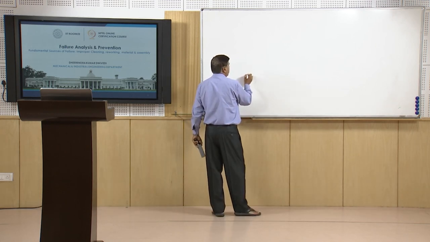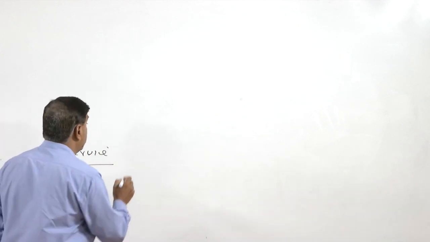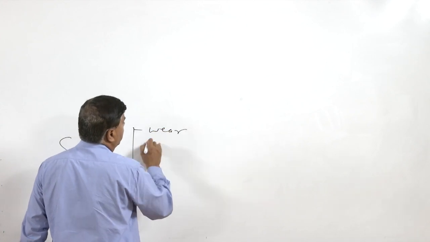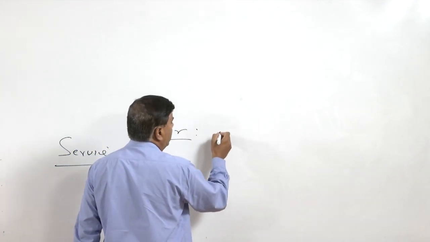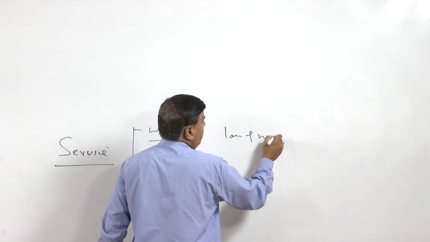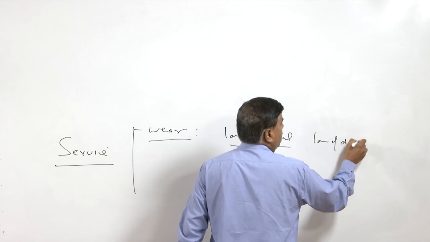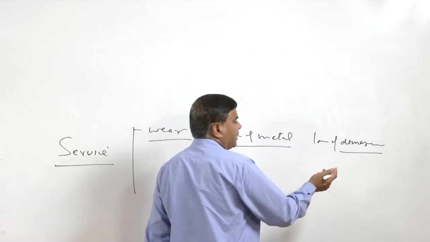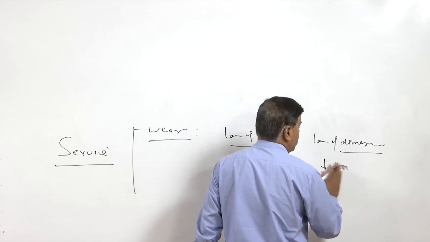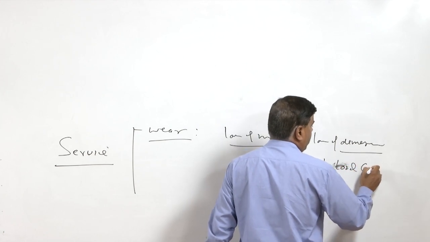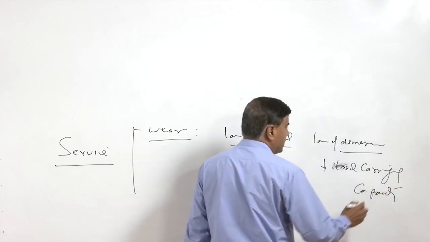Another is during the service. We also come across a variety of issues, like the component being subjected to wear over a period of time. We will see that wear leads to the loss of metal from the surface, which leads to the loss of dimensions, and the loss of dimensions leads to malfunctioning of the component, or can even reduce its load carrying capacity. So reduction in load carrying capacity due to the loss of dimensions needs to be taken care of.